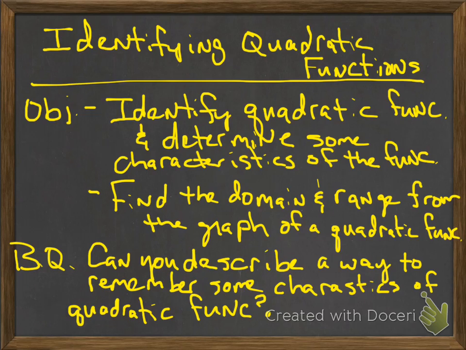Okay, our objective today is to identify quadratic functions and determine some characteristics of the functions. This is not all the characteristics we're going to do, and we're going to do more of these as we go through this, but this is just the beginning. We also want to be able to find the domain and range from the graph of a quadratic function. Hugely important, because that's something you're going to see in a lot of questions within the course. So make sure you understand, okay?